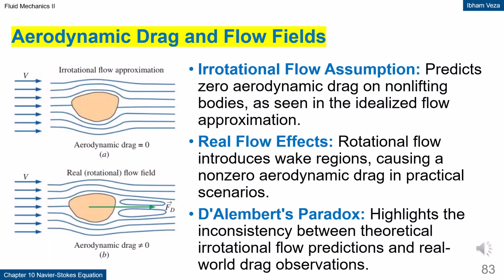Aerodynamic drag and flow fields. In ideal irrotational flow, the aerodynamic drag is predicted to be zero. However, in real flows, the presence of wake and separation causes the drag to be non-zero. This difference is known as D'Alembert's paradox. This paradox shows the limitation of purely potential flow models. Therefore, viscous effects must be considered to predict forces realistically.